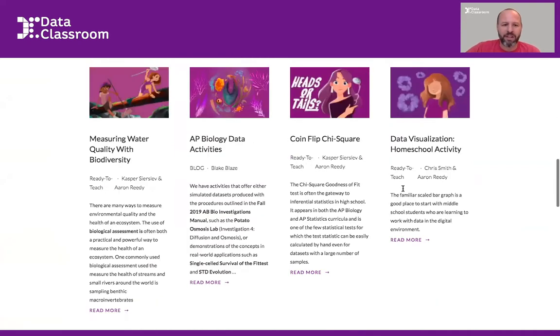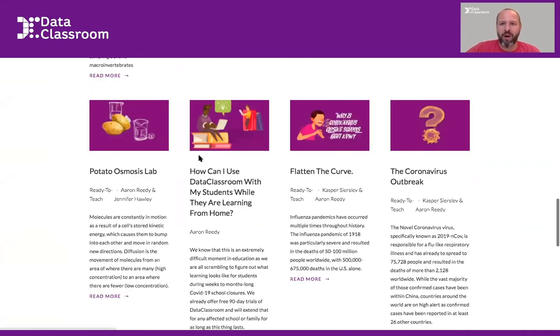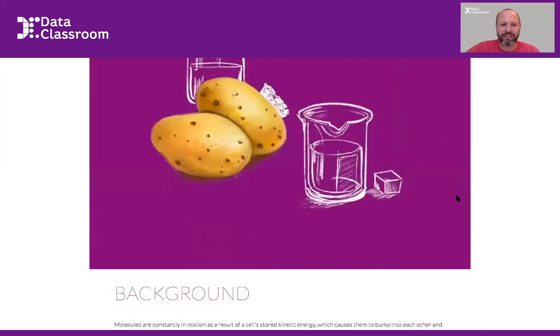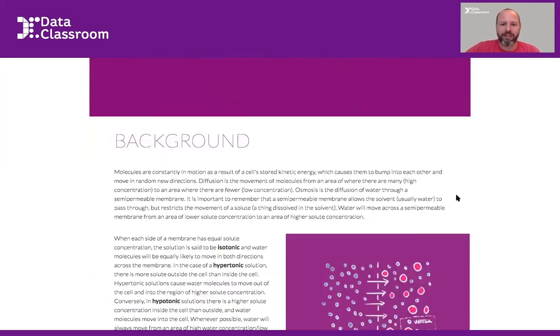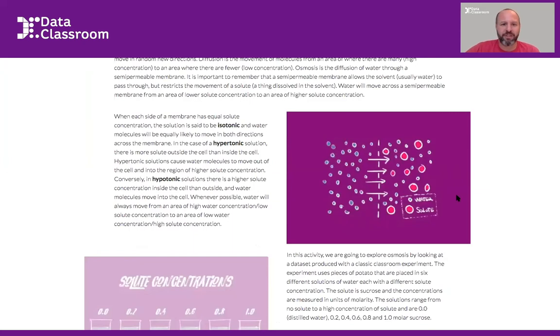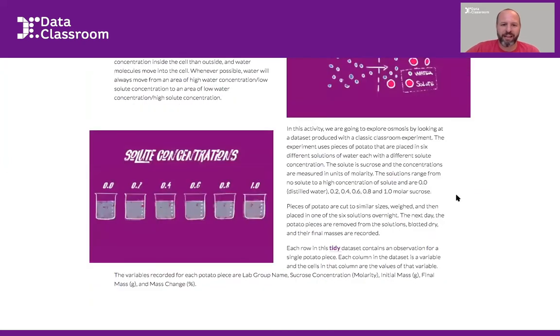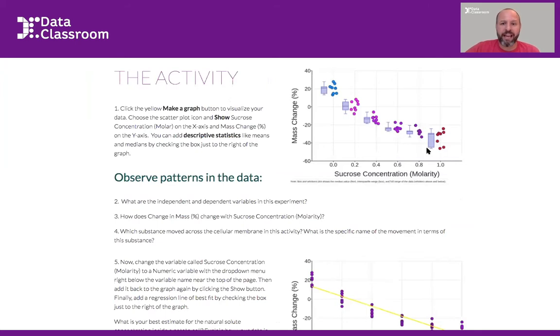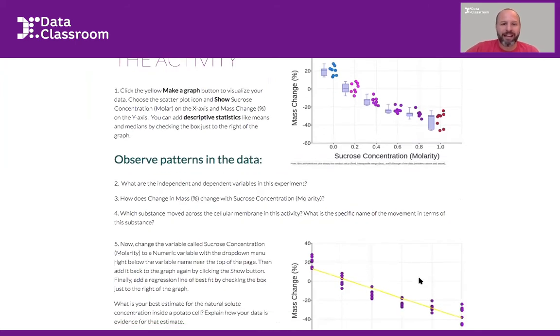I want to show you one in particular to show off some of the graphing and statistical capabilities of the app. I want to show you this potato osmosis lab. So I'm going to click here, and just to give you the anatomy of a Ready to Teach lab, all of these Ready to Teach activities have the background of the lab. This is sort of the least your students would need to know to make sense of the data. And they have activity questions, as well as examples of the graphs that your students will produce with the web app as they answer these questions.